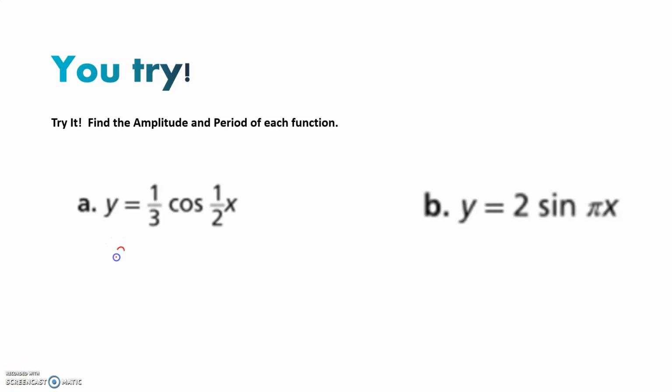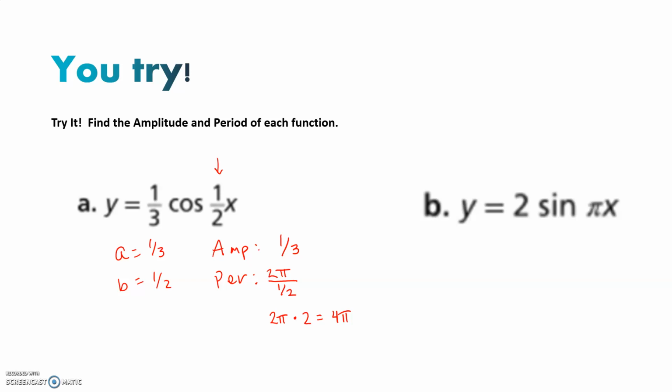All right, so for the first one, A is 1/3 and B is 1/2. So the amplitude is going to be just 1/3. The period is going to be 2 pi divided by 1/2. If I divide by a fraction, that's 2 pi times the reciprocal. The reciprocal of 1/2 is 2, so the period is going to be 4 pi. This multiplier slows down our function. Our function is slower. It takes longer to complete a period.